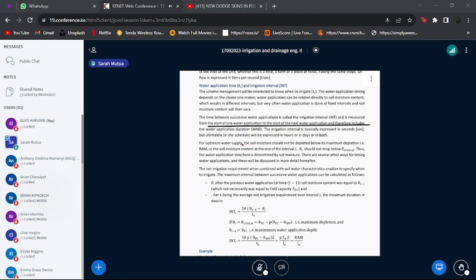For optimum water supply, if you want to optimize your system, you should not allow, as I've stated before, your water to go below maximum depletion. That is, you should not allow depletion of more than the readily available moisture. And if you want to respond, you can unmute yourself. What is this readily available moisture according to what we have defined?